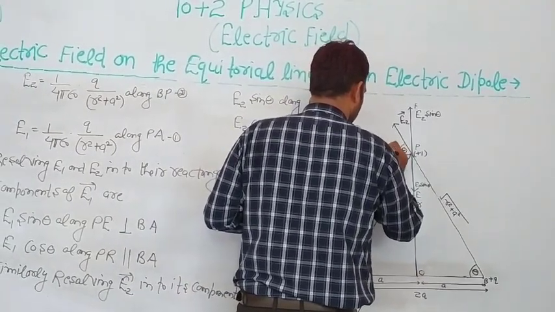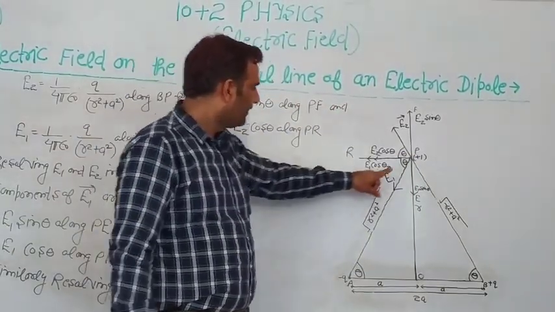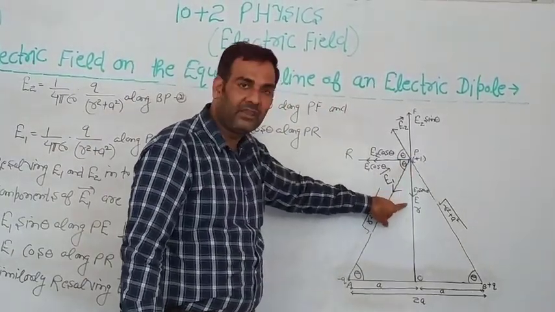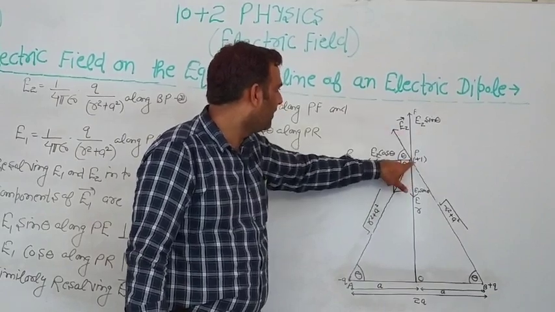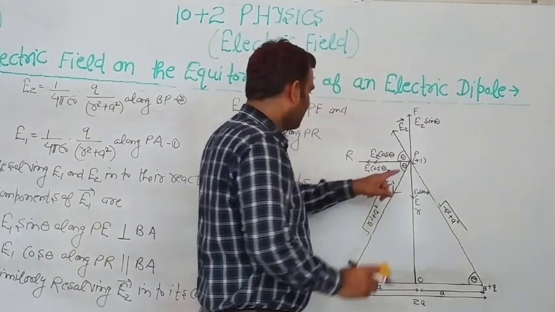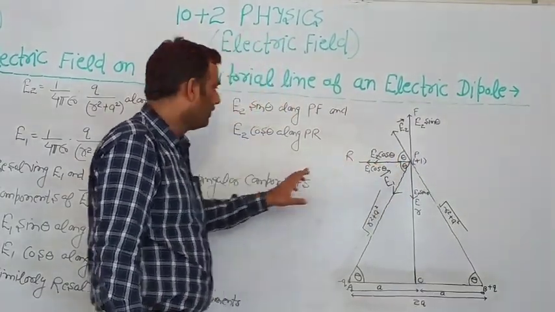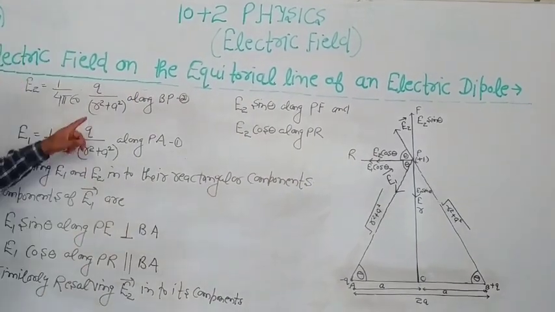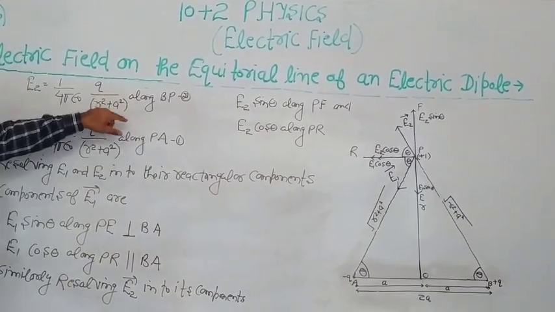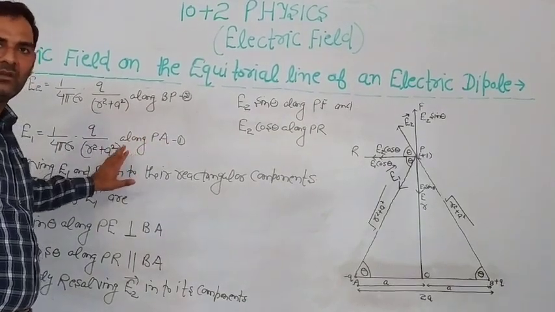E2 cos theta. E1 sin theta along PE, E2 sin theta along PF. This is point F here. E1 cos theta along PR, E2 cos theta along PR. Now from equations 1 and 2 we see that both E1 and E2 have the same magnitude.